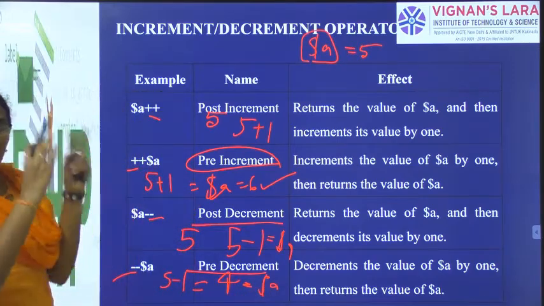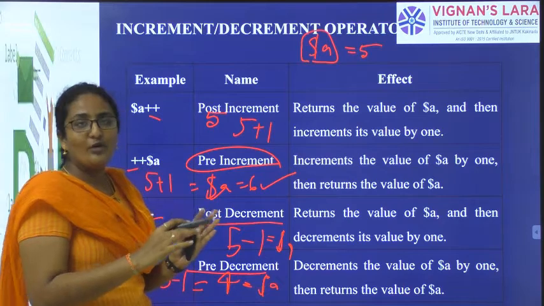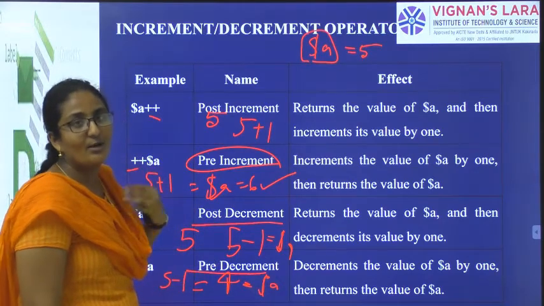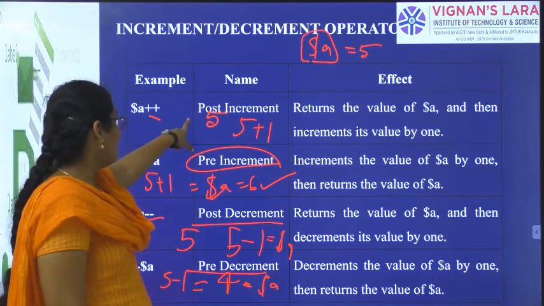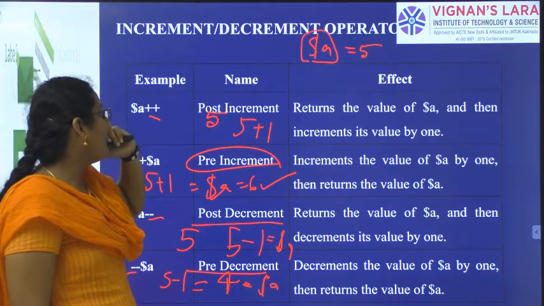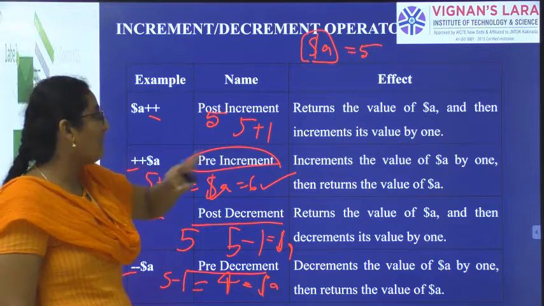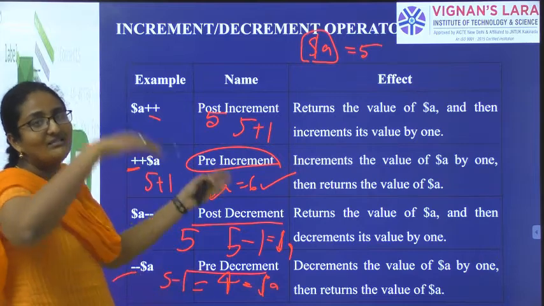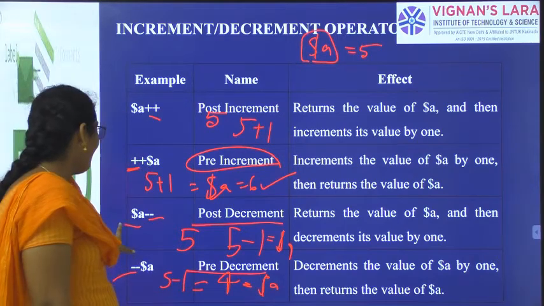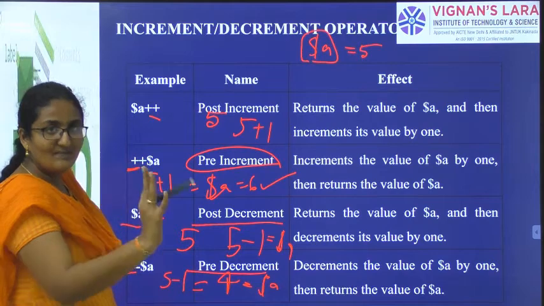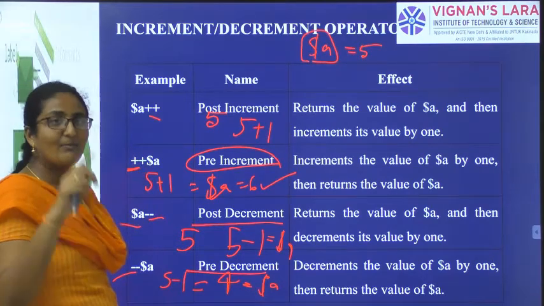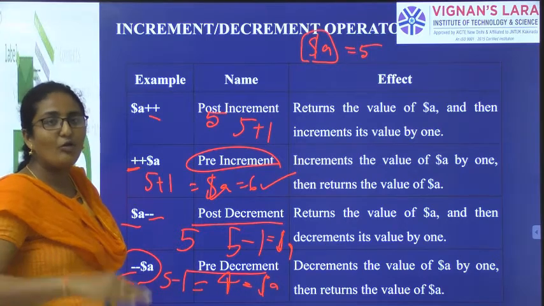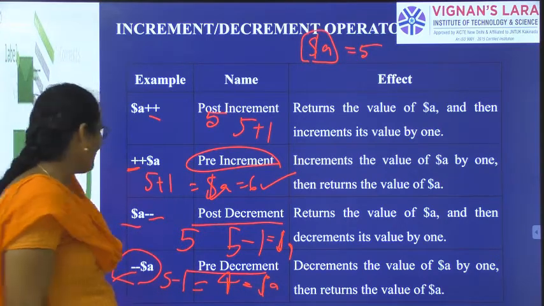Simple. $A is a variable, the value of $A is 5. You can do post increment or pre-increment, you can do post decrement or pre-decrement. In the post increment, first $A will be displayed as the output, then it will increment by 1. In pre-increment, first we will increment the value and then display the $A value. In post decrement, first we will display the $A value, then we will decrement by 1. In pre-decrement, first we will decrement the value of A by 1, then we will display the value of A.